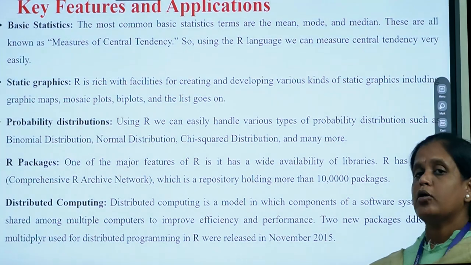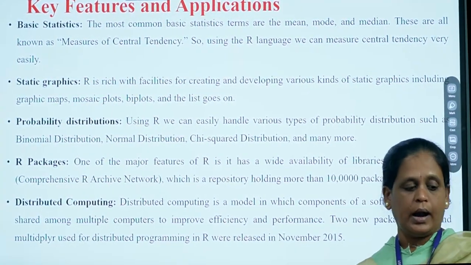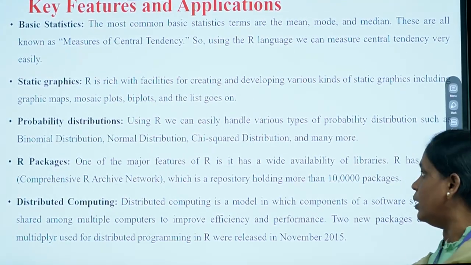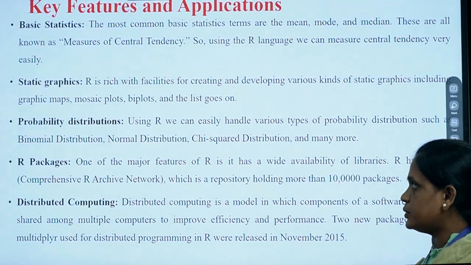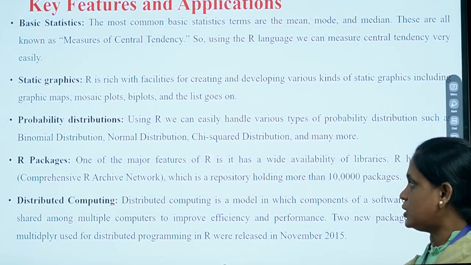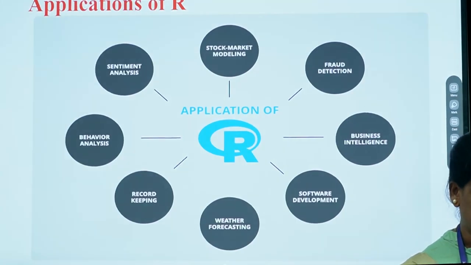Probability distribution: it also supports binomial distribution, normal distribution, chi-square distribution, and many more. Packages: with CRAN, R has more than 1 lakh packages available, and it also supports a distributed computing environment as well.